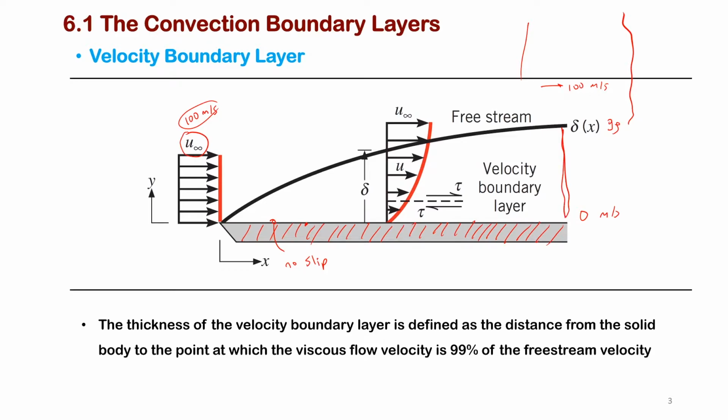So in general, this is the region that we care about the most because most of the energy transfer processes happen in this region. And this is the velocity boundary layer. Formally defining it, the thickness of the velocity boundary layer is defined as the distance from the solid body to the point at which the viscous velocity is 99% of the free stream velocity. So if this is 100, this line indicates a velocity of 99. Okay, so that is the velocity boundary layer.